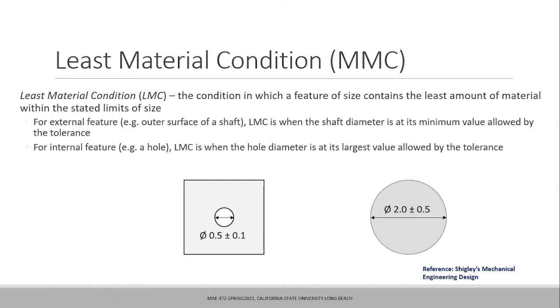Can you repeat the last part, Professor? Yeah. So what I was saying is that the least material condition means that if I have a circular cross section for a cylinder or a pin, then the least material condition will correspond to 1.5 diameter. Basically the amount of material will be very small, and that corresponds to the least material condition here.